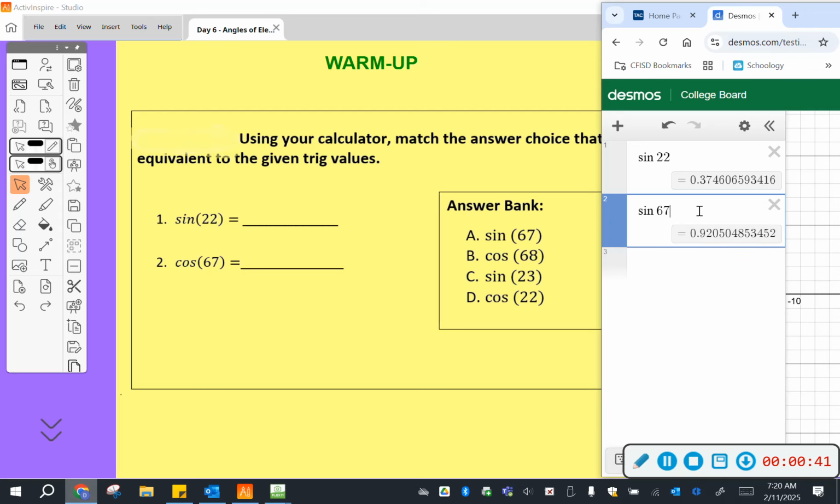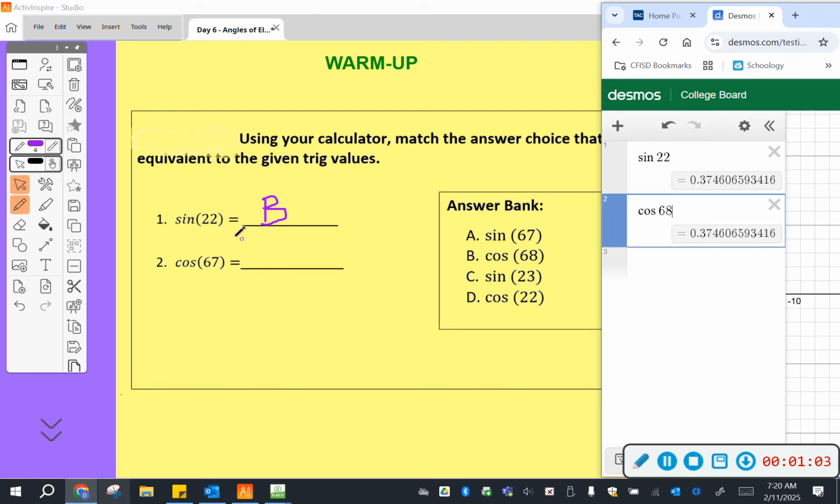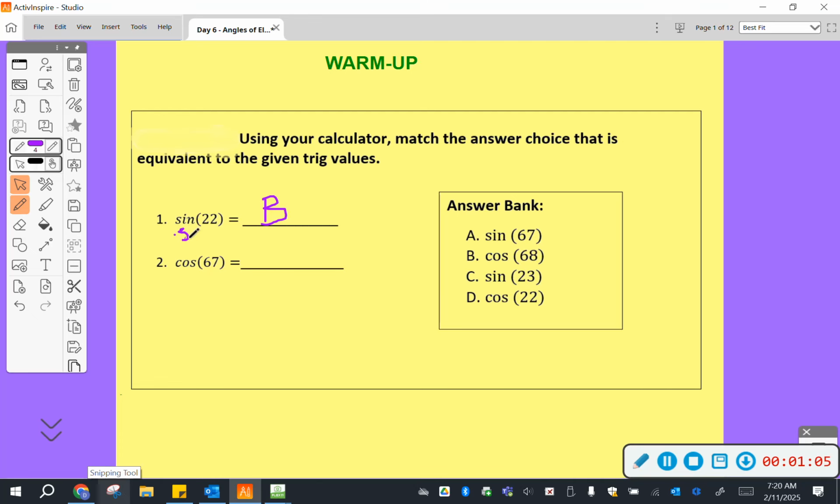Is that the same? What about 68? No. Oh, no. 23? No. No. Oh, those are not sine. That's cosine. Sorry. Cosine of 68. Is that the same? Yes. So my answer is B, because both of them are, what was it? 0.37. This one was 0.37.